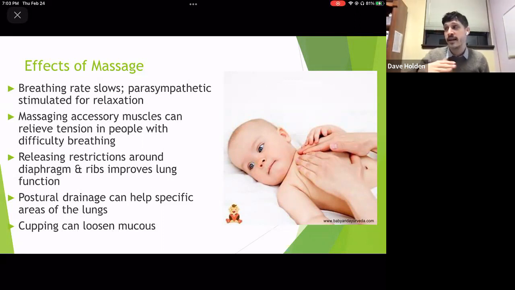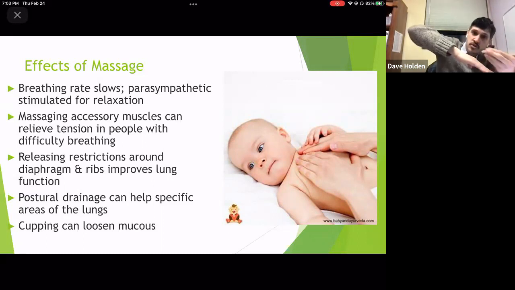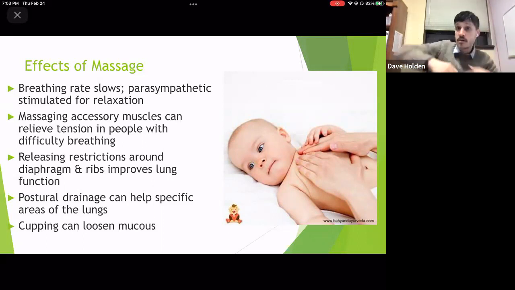You literally put them on like an inversion table or something like that. And not a full inversion table, they're not upside down, but you just bring the feet above the lungs. And now the fluid will respond to the pull of gravity, and it will start to drain upwards, remember, upwards out of the lungs.